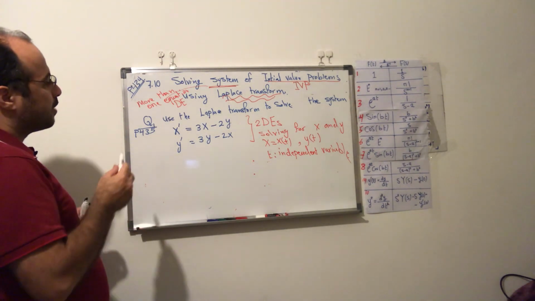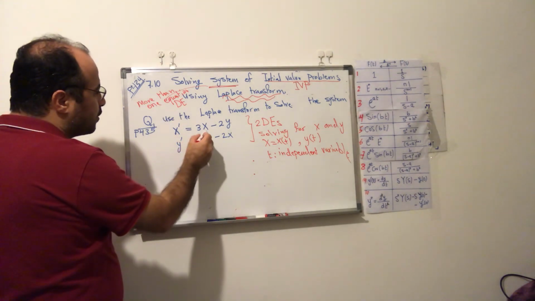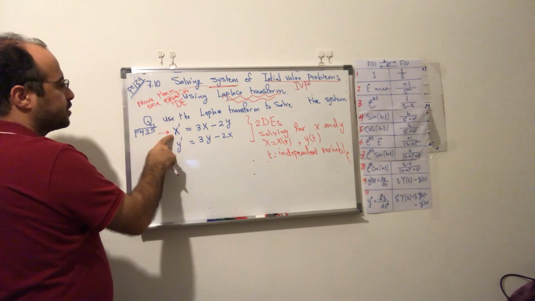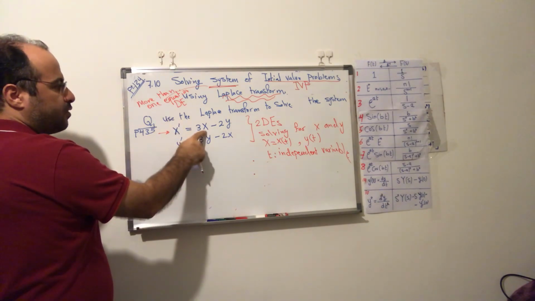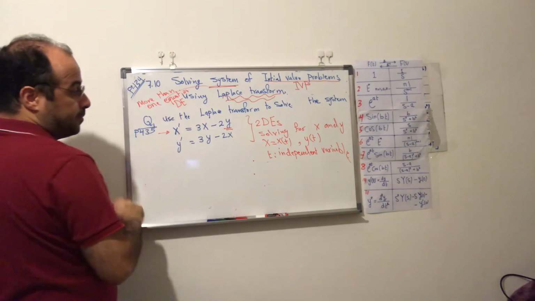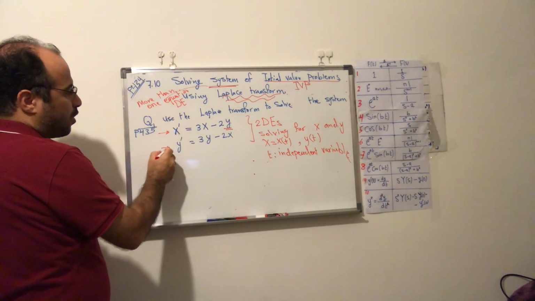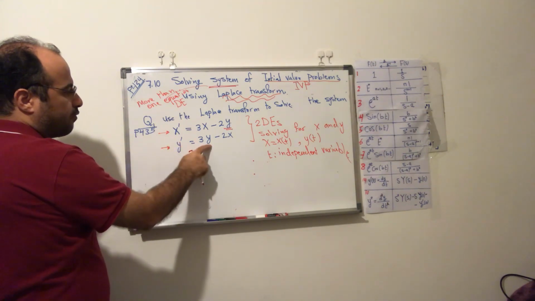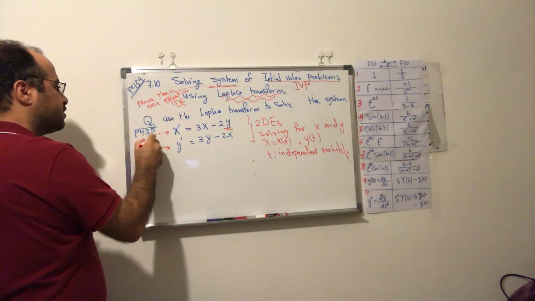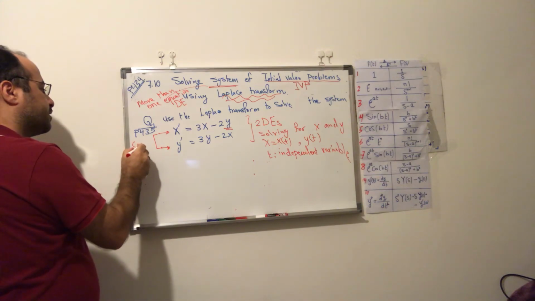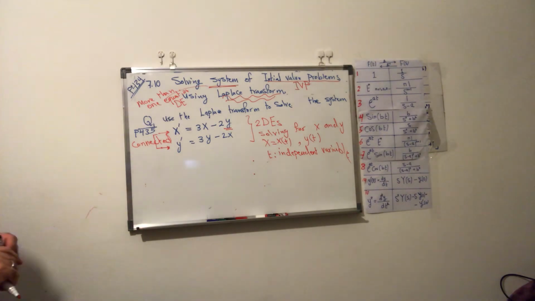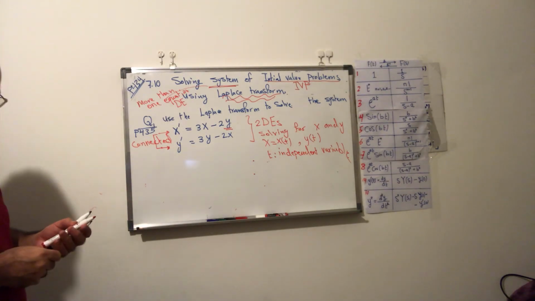Now why together? Because these two equations are connected. In the equation for x, you have the derivative of x and you have x, but you have y here. And in the equation for y, you have the derivative of y, you have y and you have x. So these two equations are connected. You cannot solve one equation alone. You need to solve the system of equations.